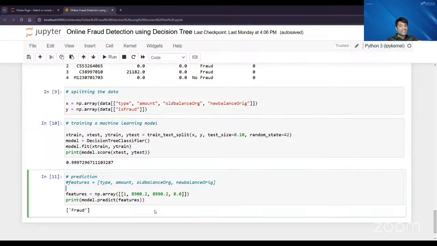And here, I'm actually sending, okay, yeah. So fine. Now here you have something called prediction. Now I'm giving the type as 1.